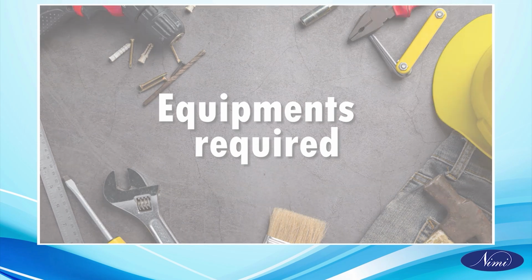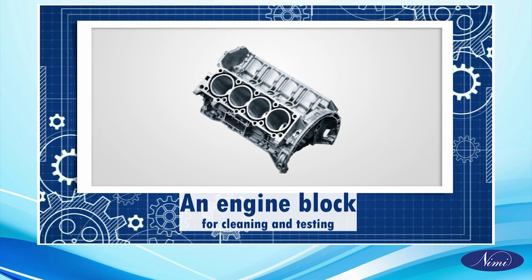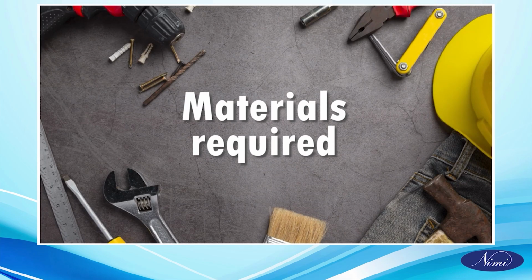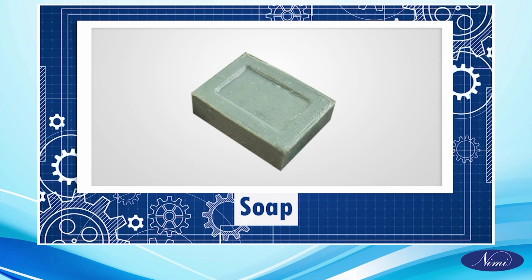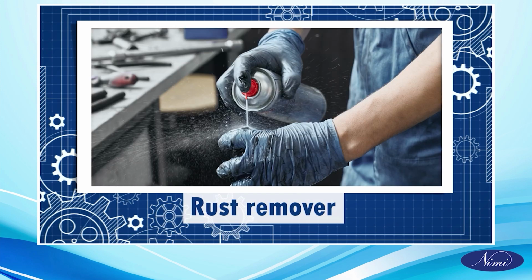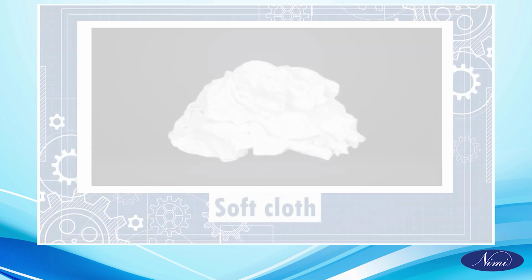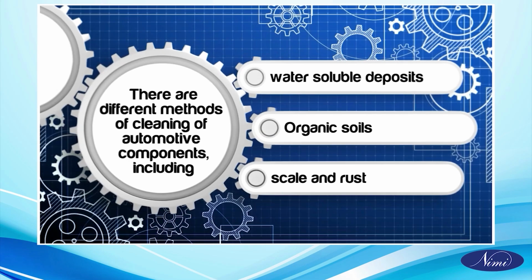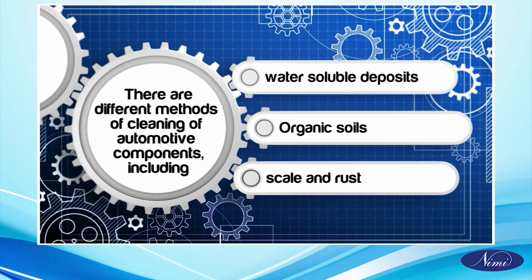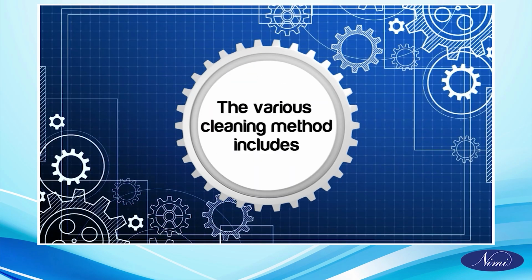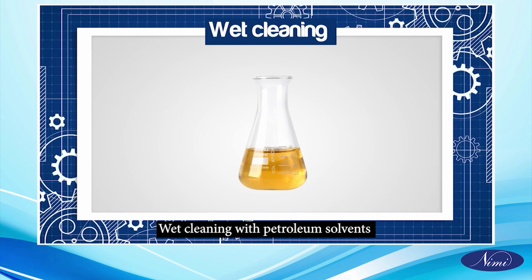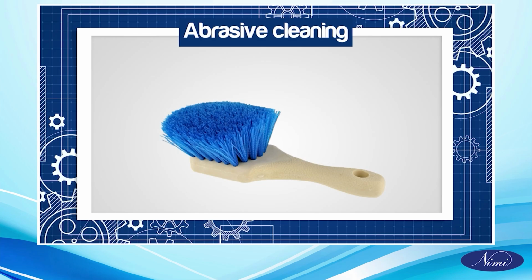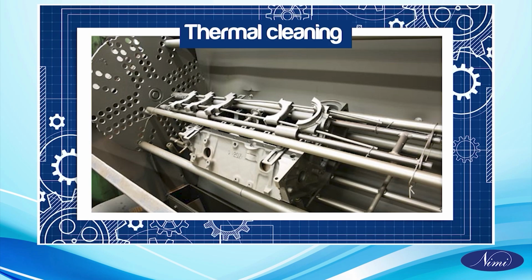Equipment required: an engine block for cleaning and testing, air compressor, car washer. Materials required: stiff brush, soap, degreaser, rust remover, soft cloth. There are different methods of cleaning automotive components, including water-soluble deposits, organic soils, scale, and rust. The various cleaning methods include wet cleaning with petroleum solvents or water-based chemical solutions, abrasive cleaning, and thermal cleaning.